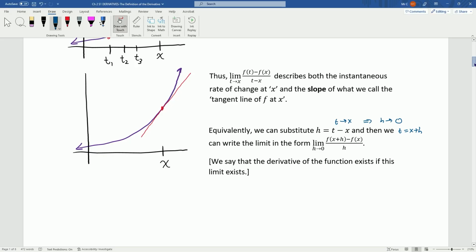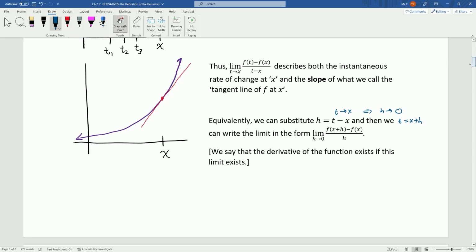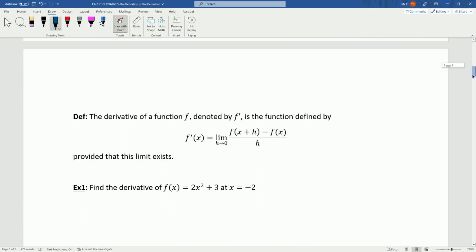Okay, so instantaneous rate of change. Well, this is what we call a derivative. We say that the derivative of the function exists if either of these limits exist. And so now let's formally define the derivative. The derivative of a function f denoted by f prime is the function defined by f prime of x equals the limit as h goes to 0 of f of x plus h minus f of x divided by h, provided that this limit exists.